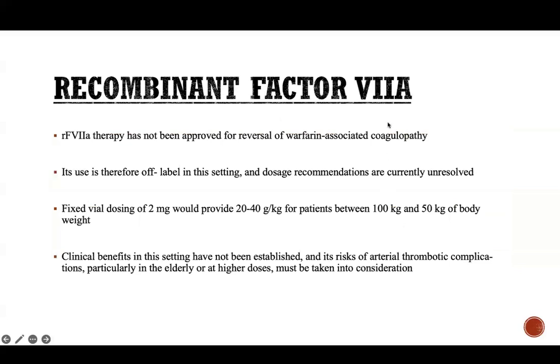Now, recombinant factor 7a. This is a new one. It is still off-label, and the dosage recommendations are currently unresolved. Generally, the dose they suggest is a fixed vial dosing of 2 mg, which will provide 20 to 40 micrograms per kg for patients between 100 kg and 50 kg of body weight. Clinical benefit in these settings has not been established, and there is a high risk that recombinant factor 7a can cause arterial thrombotic complications.